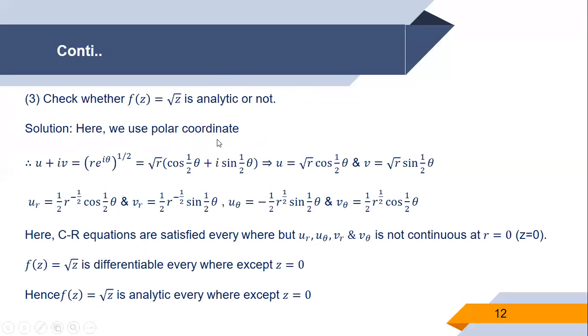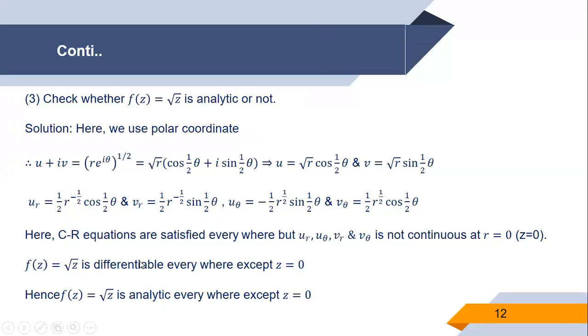So for root z, the power of z is raised to 1 by 2. When the power of z is 1 by 2, or 3 by 2, or the function is given as 1 upon z cube, 1 upon z square, and the function depends on r and theta, then we use the CR equations in polar coordinates, because this is the easiest way to find whether the function is analytic or not.